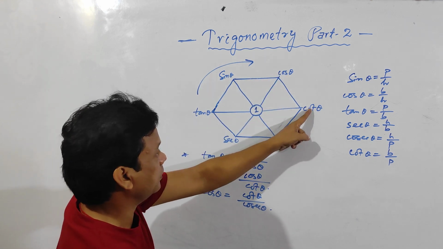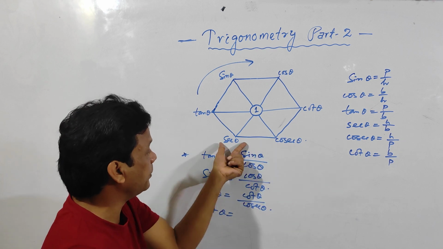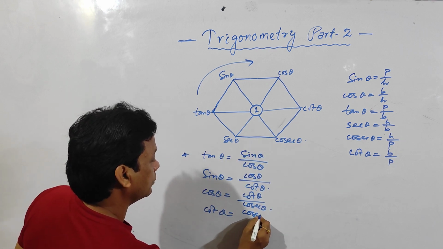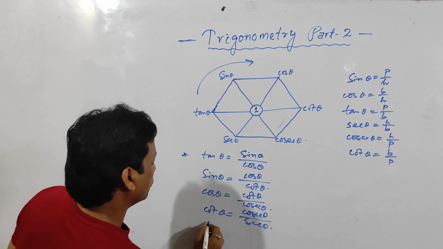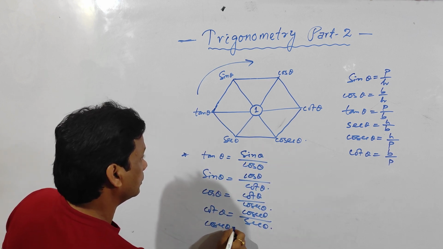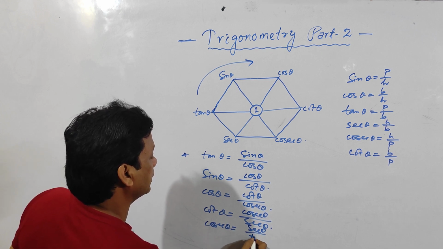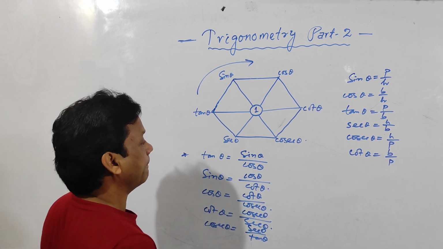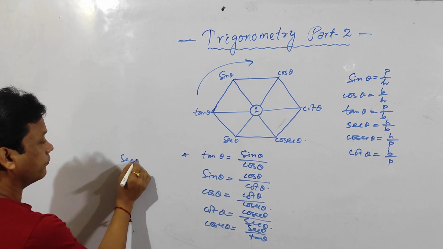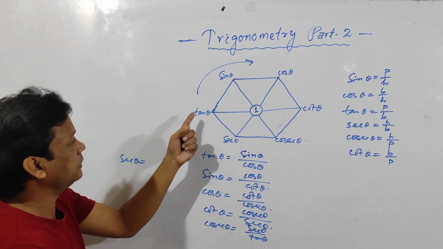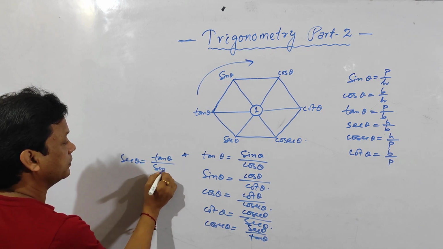Then after cot, cot theta is equal to cosec by sec. Cosec theta by sec theta. Then how to find out cosec theta? Sec by tan. Sec theta by tan theta. Then another formula. Then how to find out sec? Sec theta is equal to tan by sin. Tan theta by sin theta.